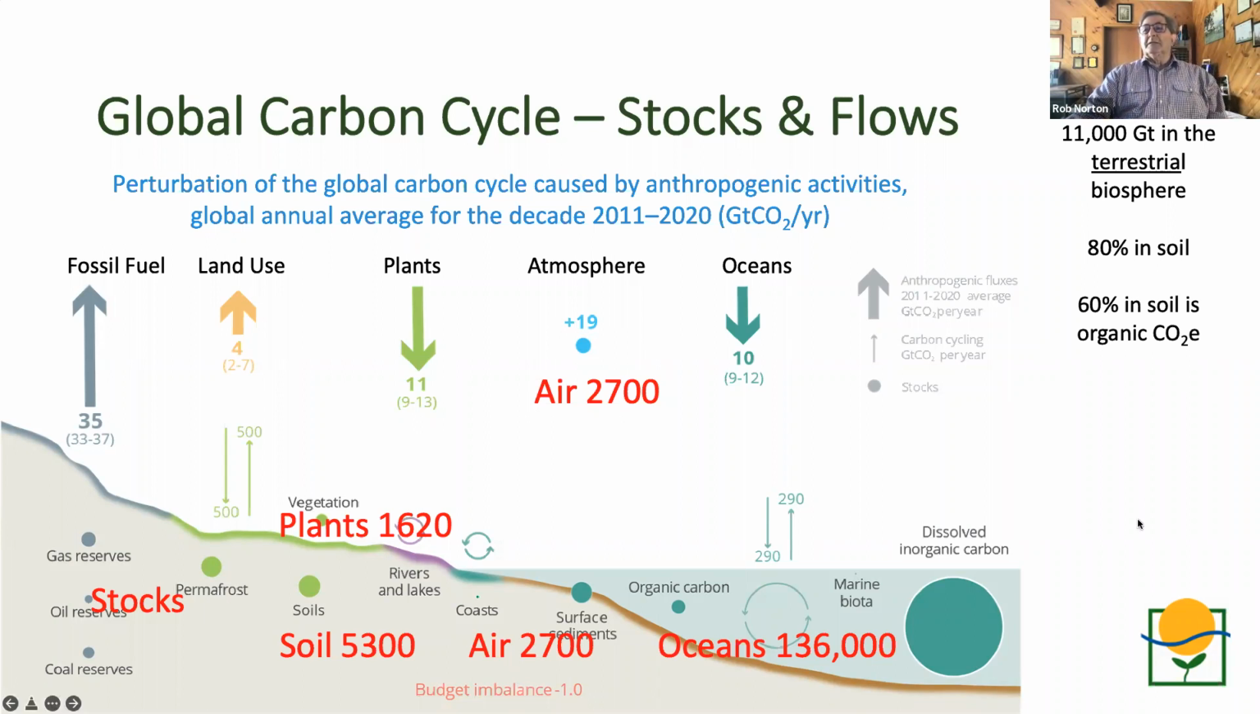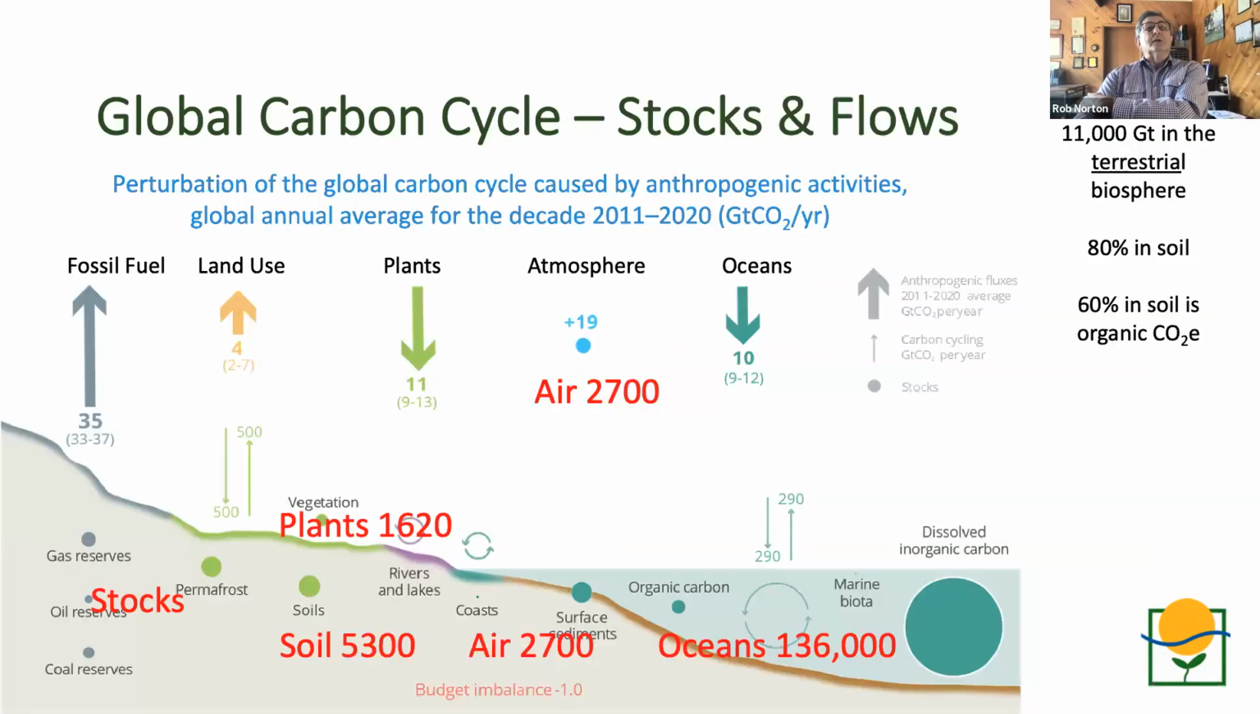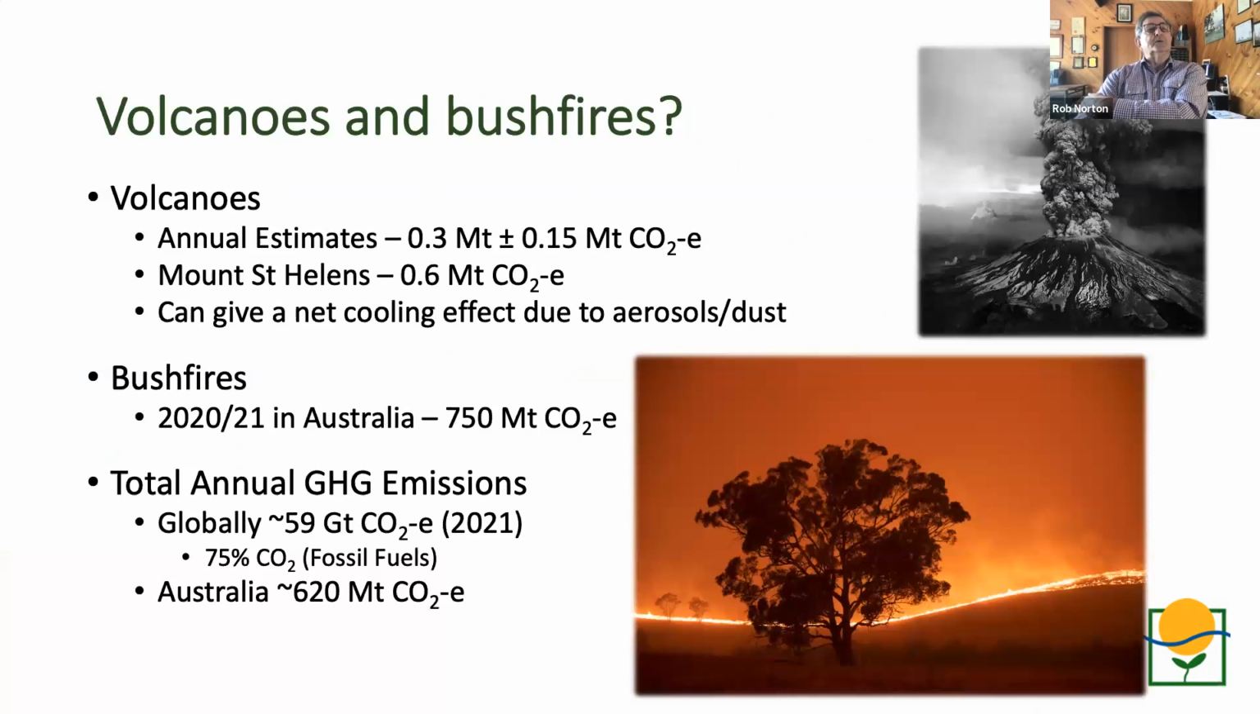And to get things in perspective, they're the sort of numbers. 80% of terrestrial carbon's in the soil, and 60% of that terrestrial carbon is inorganic carbon dioxide equivalents. So that's the size of the pool. That's what's going in and out. And the consequences, what are some of the other pools? You might have people say, well, in terms of those fluxes, what about things like volcanoes and bushfires?